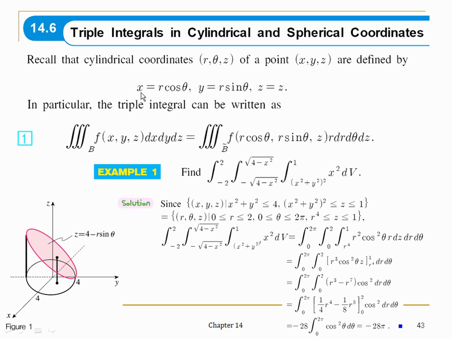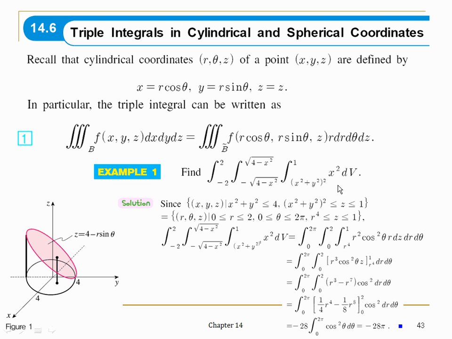the relationship x equals r cosine theta, y equals r sine theta, and z equals z. So by replacing this in here, we have E tilde as a region, and the x, y, z are replaced like this, and dx dy dz is replaced by r dr d theta dz. So if we want to do the triple integral of x squared on this object, then what are we supposed to do?